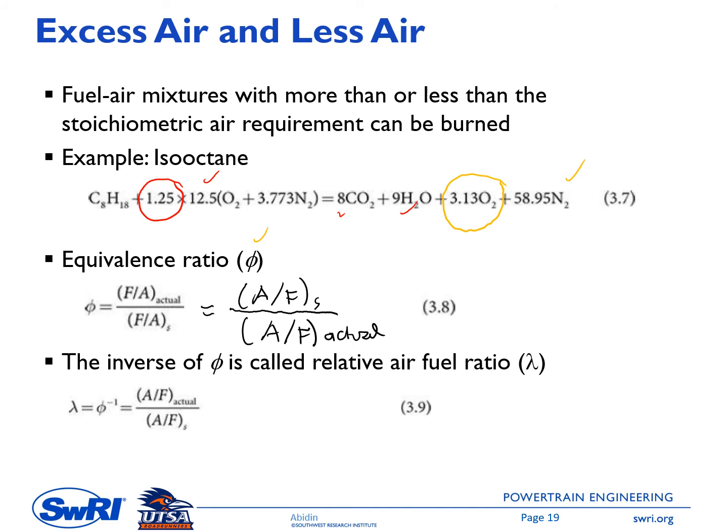And then the inverse of phi is called relative air-fuel ratio, and it is represented by lambda. So lambda is the inverse of phi. So you can use either phi or lambda to represent by how much this actual reaction deviates from its stoichiometric reaction.